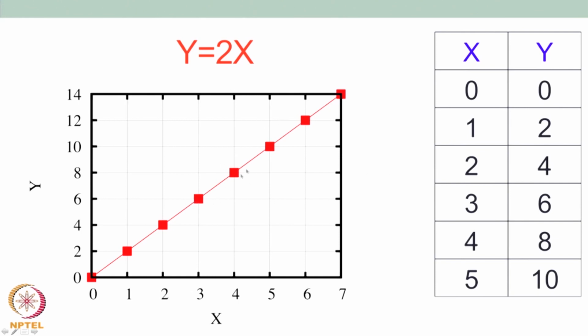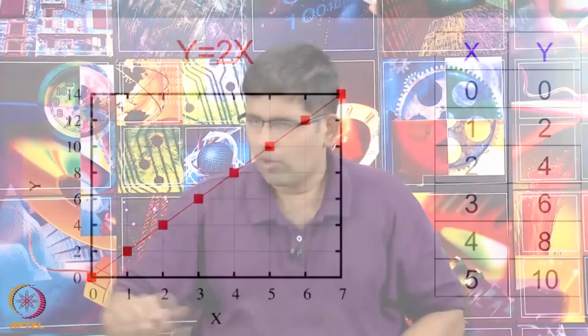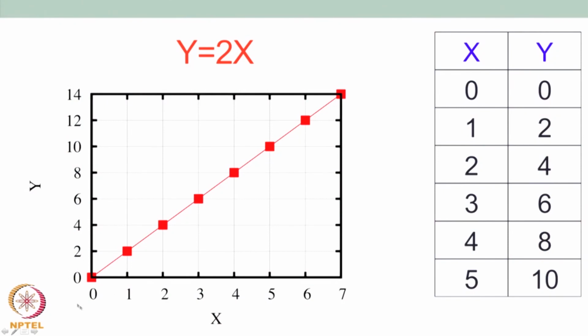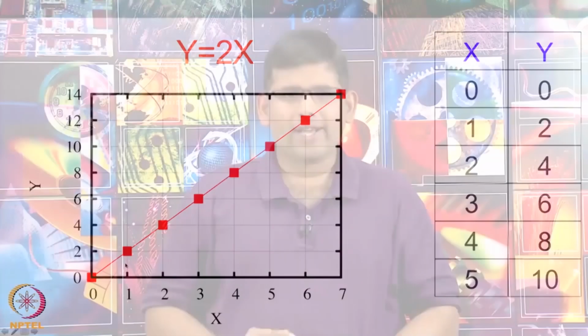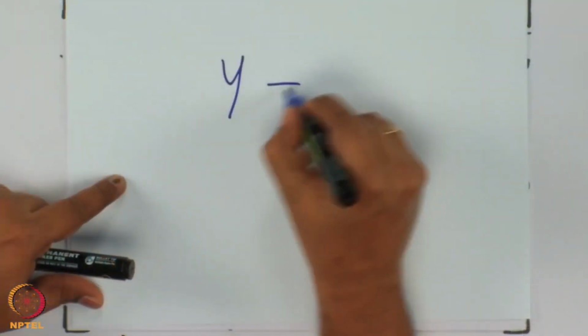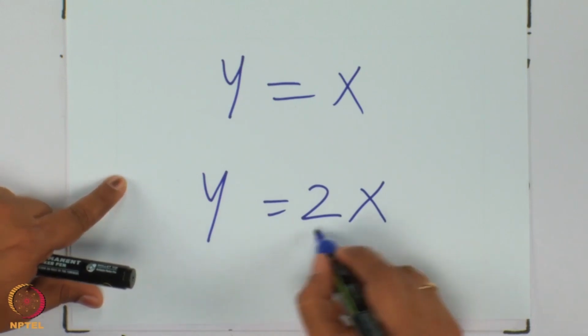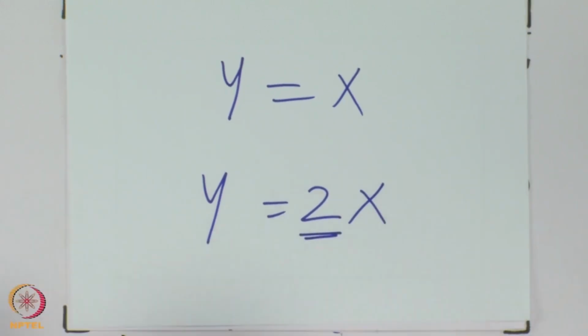This is also a straight line passing through the origin, right. So, both y equals x and y equals 2x are straight lines passing through the origin. Origin means 0, 0. It passes through x is equal to 0, y is equal to 0. This point is called the origin. So, both are straight lines, but what is the difference between y is equal to x and y is equal to 2x? Of course, the difference is we are multiplying x with 2, right.